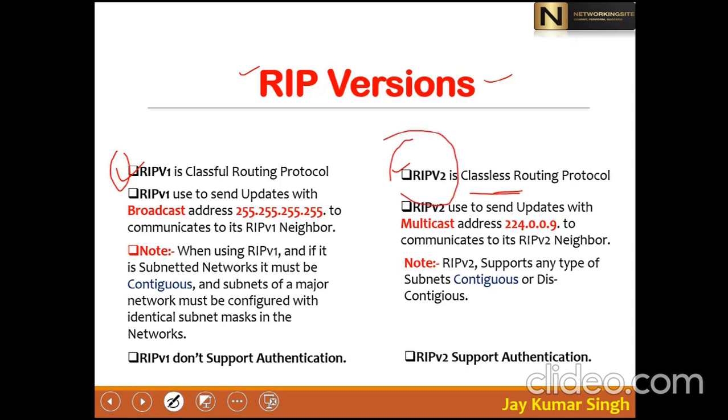RIP version 2. RIP version 1 uses a broadcast address for communication between neighbors, so they communicate with the neighbor with the help of this broadcast IP, which is 255.255.255.255. But RIP version 2 uses the multicast address 224.0.0.9. And RIP 1 does not support authentication, RIP 2 supports authentication.